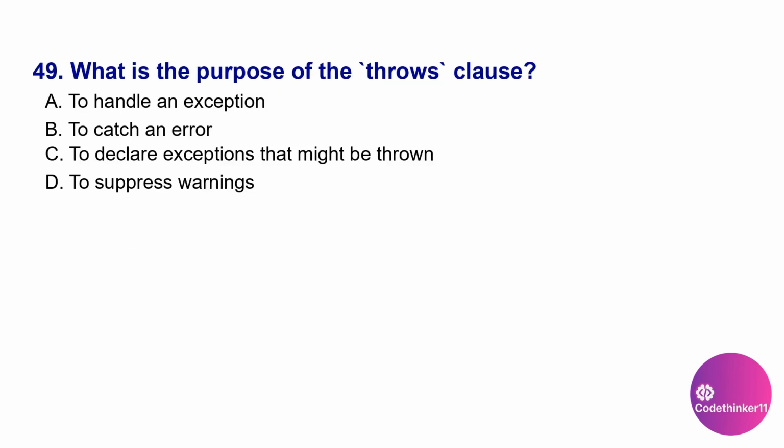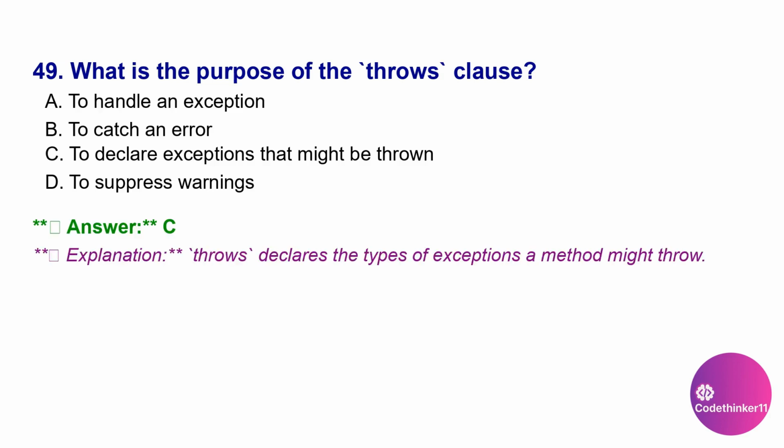Question 49. What is the purpose of the throws clause? Option A. To handle an exception. Option B. To catch an error. Option C. To declare exceptions that might be thrown. Option D. To suppress warnings. The correct answer is option C. Explanation. Throws declares the types of exceptions a method might throw.